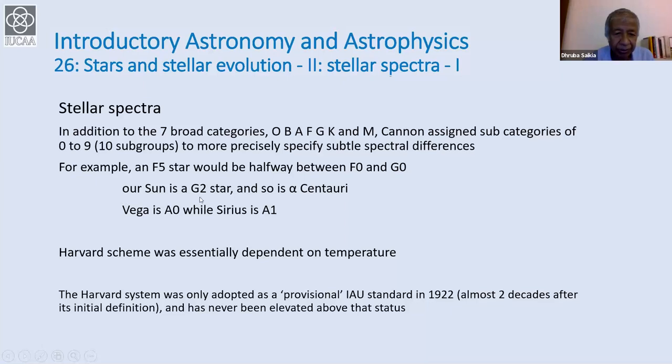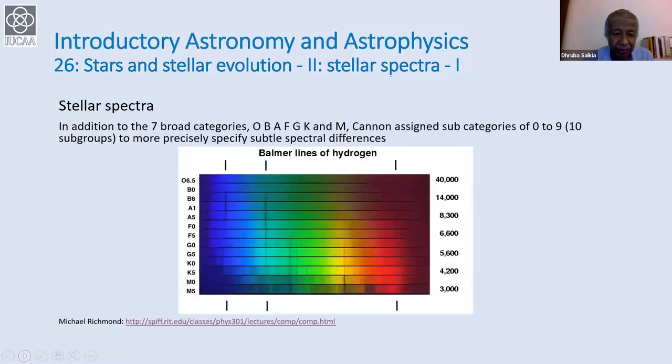Our sun is a G2 star, and so is Alpha Centauri. Vega is A0, while Sirius is A1. So the Harvard scheme was essentially dependent on temperature. The Harvard system was adopted as a provisional IAU standard in 1922, and it has remained as that. But whether the IAU grants it a different status is probably not very relevant now because it is almost a universally used system. So this is just an example of the seven broad categories. And as I've mentioned, Cannon assigns subcategories 0 to 9 to more precisely define subtle differences.